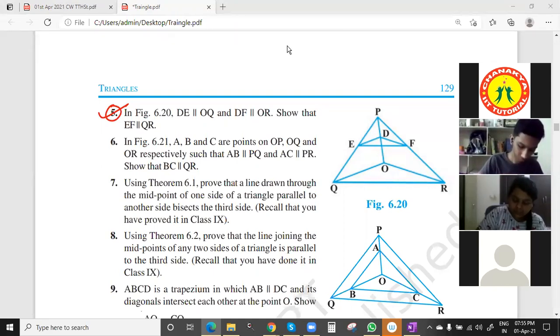See, exercise 6.1 is over. 6.2 we are doing. In 6.2, two theorems were there. First, if D and E are two points on the sides AB and AC such that DE is parallel to BC, then D and E will divide the sides AB and AC in the same ratio, that is AD by DB equal to AE by EC. We have seen this by taking the areas of the triangles. Two triangles will be above DE and two triangles will be below DE. The second theorem was the reverse theorem of 6.1.